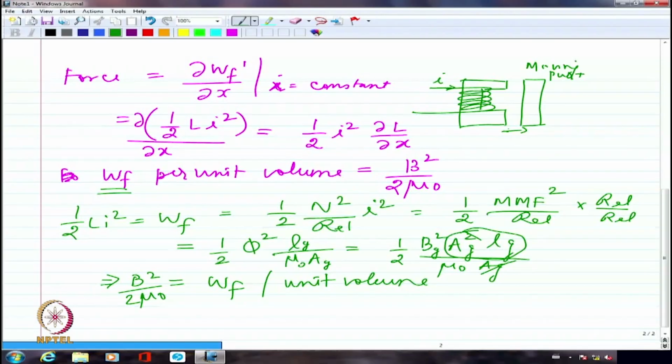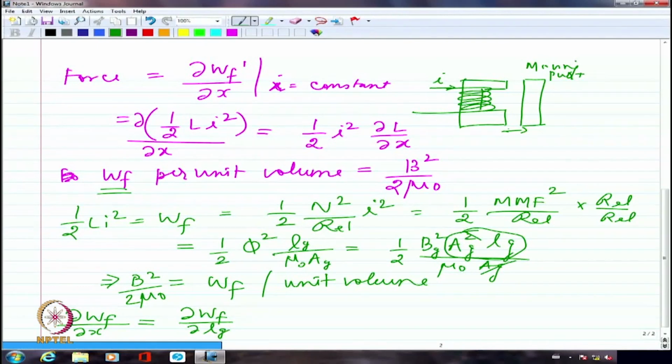Right? So this actually will be the WF value per unit volume. If I try to now look at dou WF by dou X, or dou WF dash by dou X, either way, because WF and WF dash are the same, that's what we said. I should do this with respect to the distance, essentially the length of the air gap itself. So I should be doing this with respect to dou LG, because that is the length of the complete magnetic path.